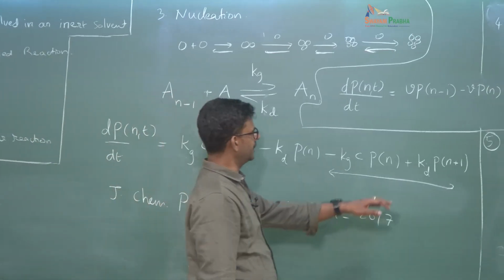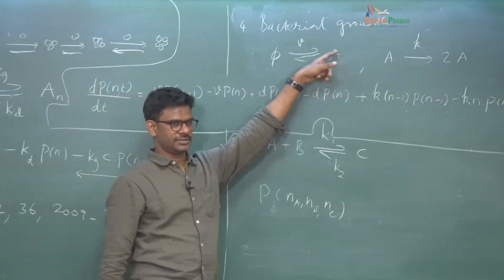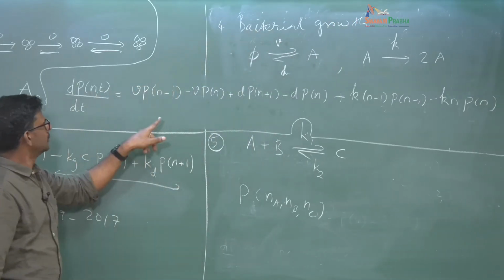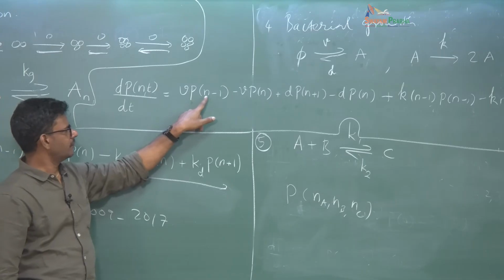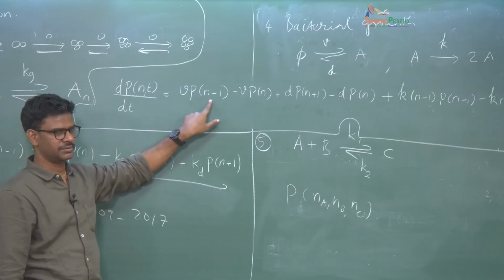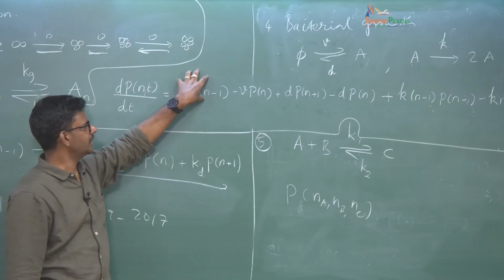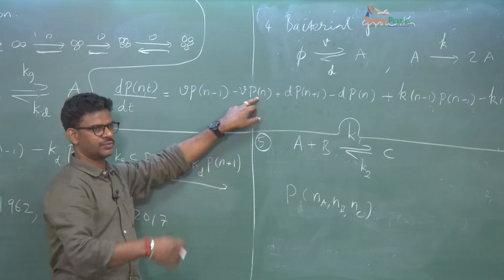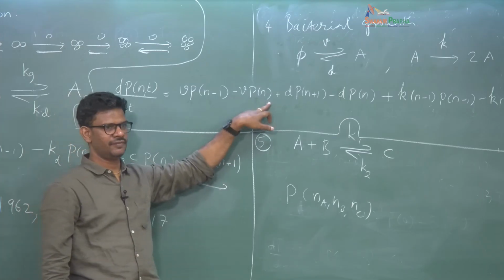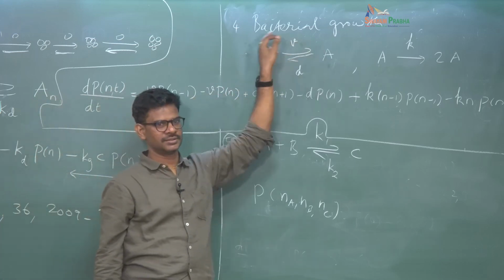You should get something like this, that due to the forward reaction, right. So, when the state is n minus 1, the forward rate will make it go from n minus 1 to n. So, that is a positive quantity. When the current state is at n, any forward reaction will take it away. So, minus V P of n. So, this takes care of the forward reaction.